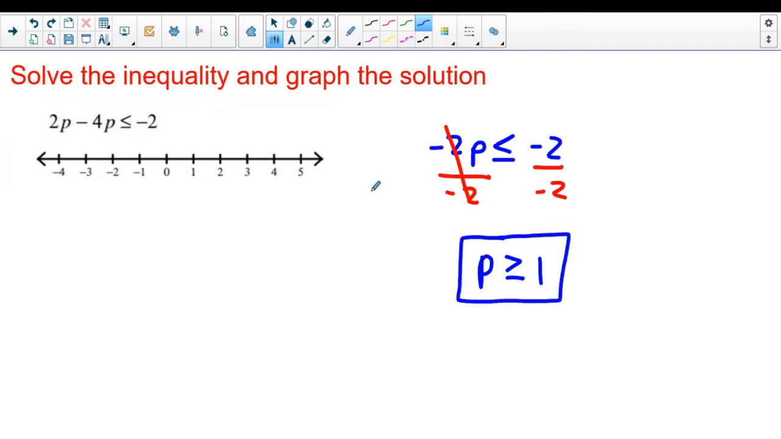So let's go ahead and graph this. I'm going to start at 1. And this time I am coloring in that bubble because there's that line on the bottom here. And then p is everything greater than or equal to that 1. So I'm going to be shading all these numbers that are bigger than 1, 2, 3, 4, 5, everything. And the arrow just means everything else, even if it's not on the graph. All right, so that's basically it. Again, it's pretty much the same steps as solving an equation. The only difference is just flipping that sign if we're dividing or multiplying by a negative number.